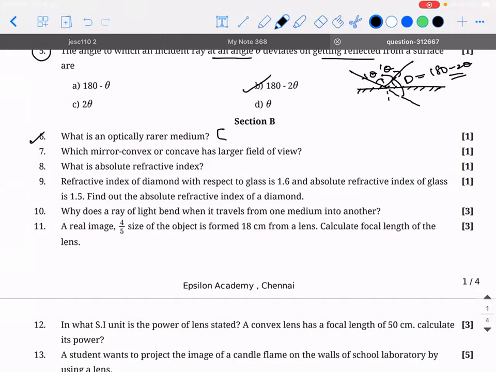Sir, the medium in which the light ray travels... Tell me, Vaish. Sir, if the speed of light in medium 1 is greater than the speed of light in medium 2, then medium 1 is a rarer medium. Rarer medium, right? What you told is 100% right. A better way to define this is: a medium in which light is faster compared to the other medium is said to be rarer. Please make a note of it. A medium in which light is faster compared to the other medium is called optically rarer medium.